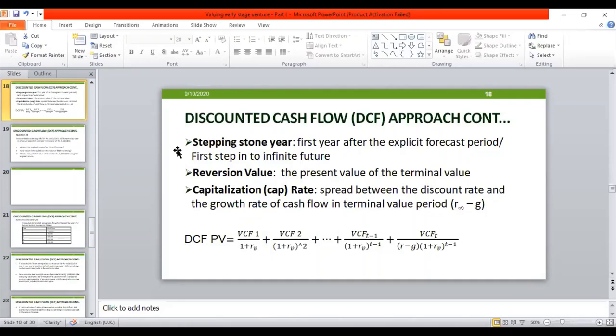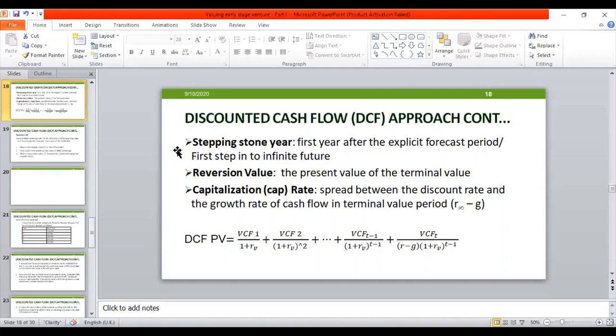Then the reversion value, it is the present value of the terminal value. That means we take the terminal value, let's say our explicit period is 10 years. Then the implicit period starts from the 11th year, right? So if we get the present value of all the cash flows beyond the 11th year, then we would get the present value at the end of year 10, right? That value we should take again to year 0. So that value is called the reversion value. With the calculations you would understand this better.